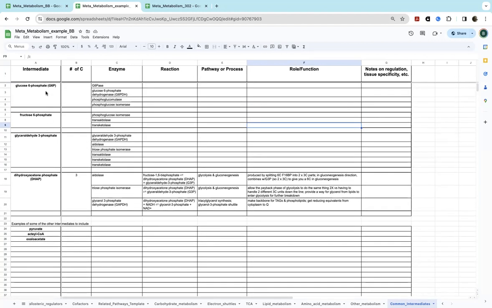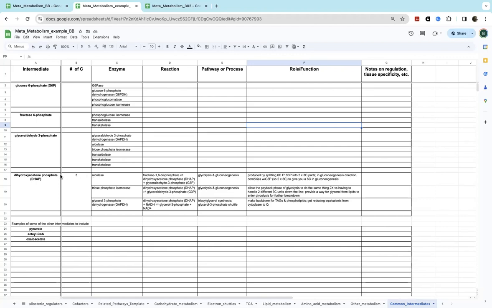These are some of the intermediates that I have in my chart, but there are other intermediates to include. These are just some of the examples that I give. For each of them, talk about how many carbons it has. What enzyme can do what to it? What's the reaction catalyzed by that enzyme? What pathway or process does that happen in? And what's the role or the function?